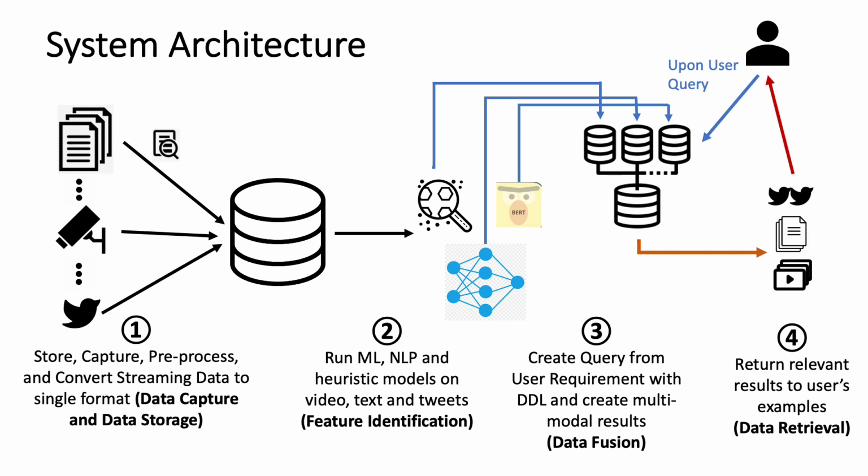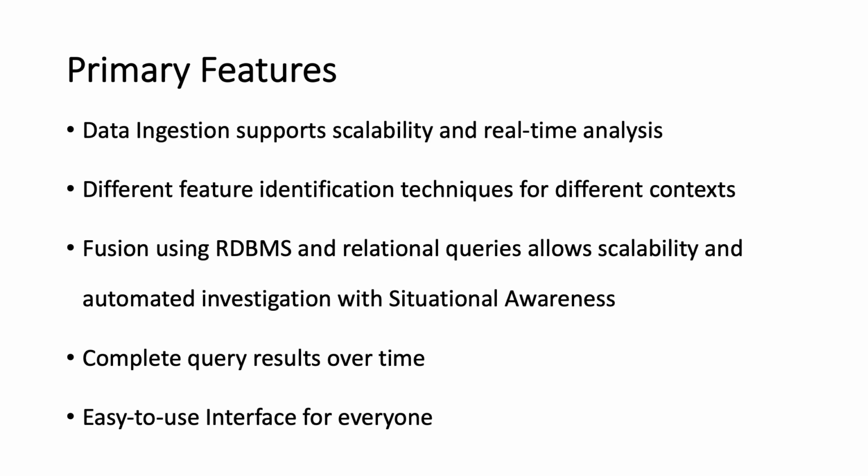We call this stage feature identification. Upon user input or user example, during data fusion, we create the query using the data description language and create a fused subset from the current data. Lastly, we go back to the user query and return the relevant results and wait for triggers in the streaming data. We wanted to highlight a few of the primary features in Find Them.